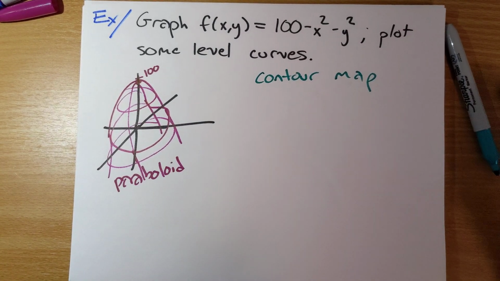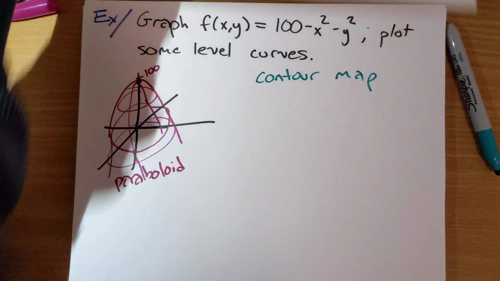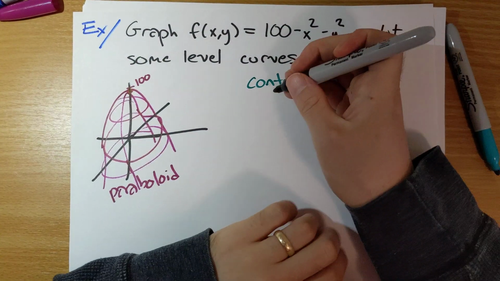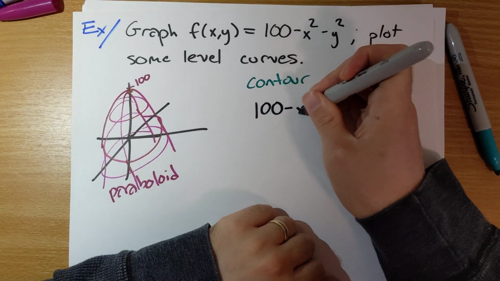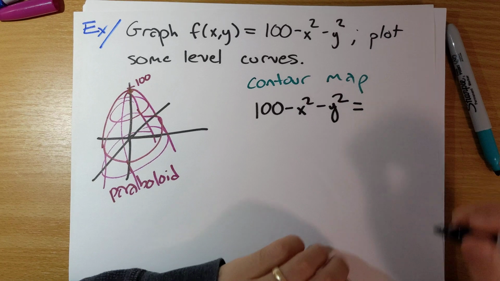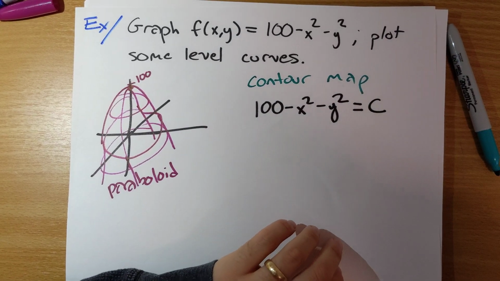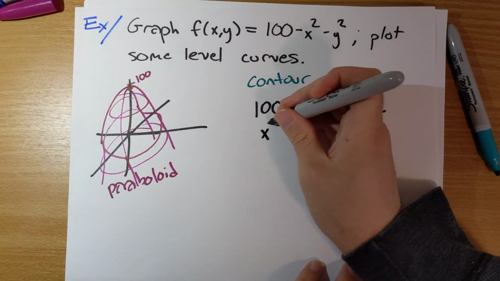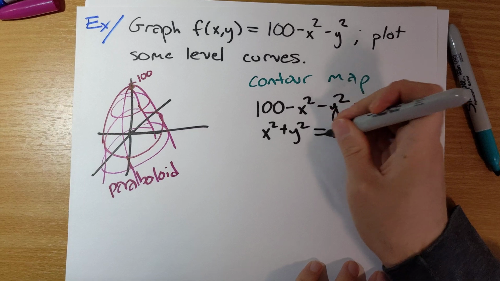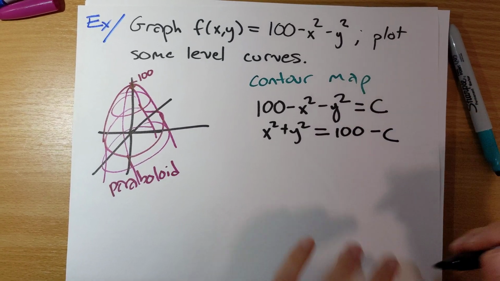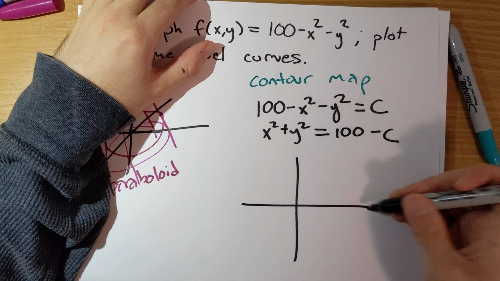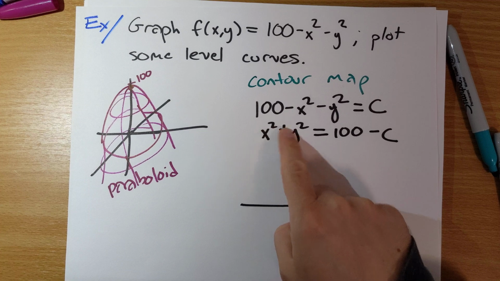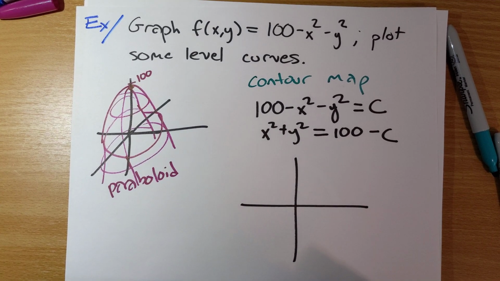So what we're going to do is think about plotting f of x, y is equal to a constant. So 100 minus x squared minus y squared is going to equal some constant. Rearranging this, we would have x squared plus y squared equal to 100 minus our constant. And so this is going to be concentric circles centered at the origin.